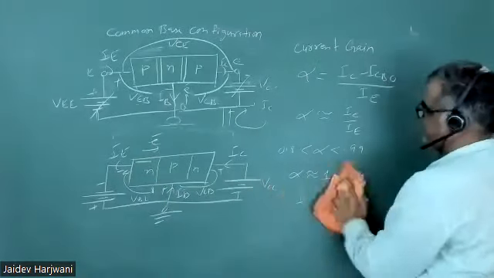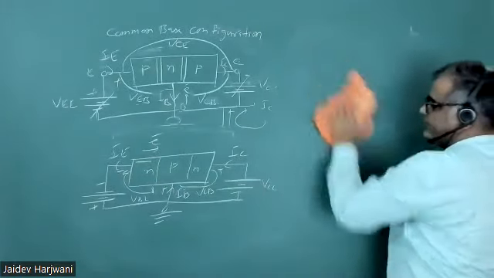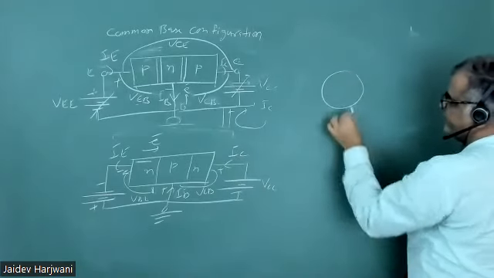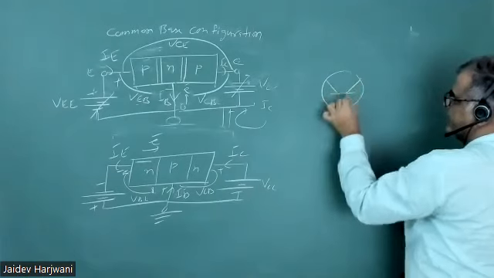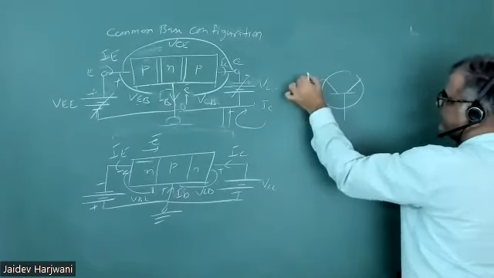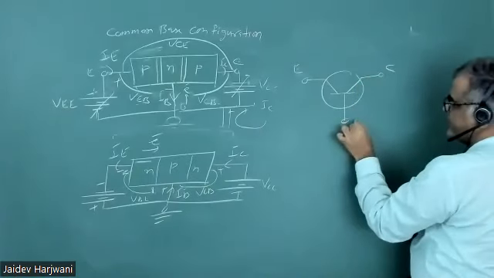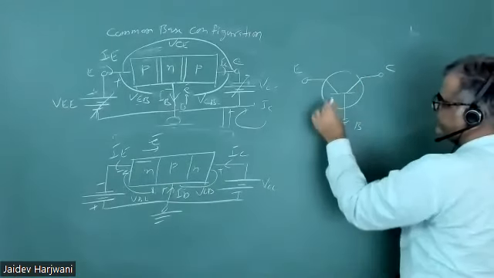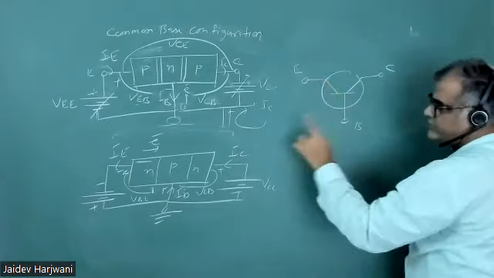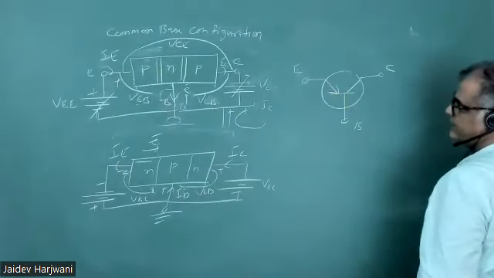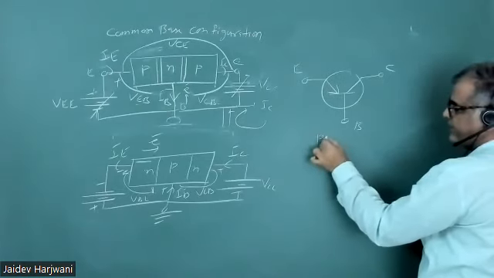Now let me draw the PNP transistor. Say this is the emitter with an ammeter, this is the collector, and this is the base. In a PNP transistor, current always goes from P to N, so current will go inside at the emitter junction. This is the symbol of the PNP transistor.